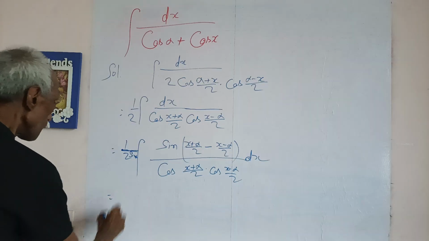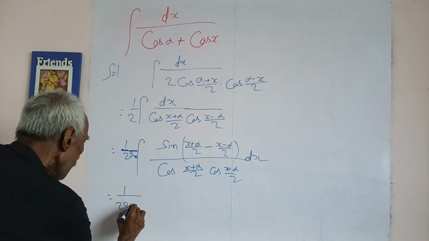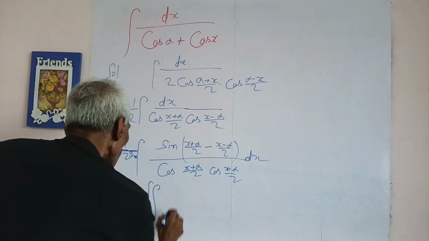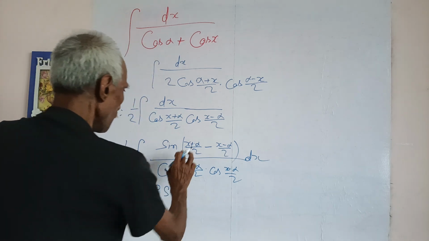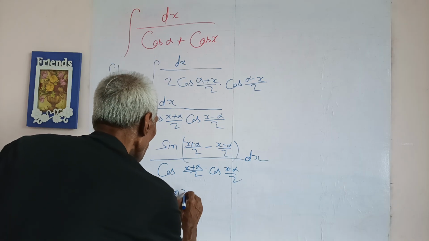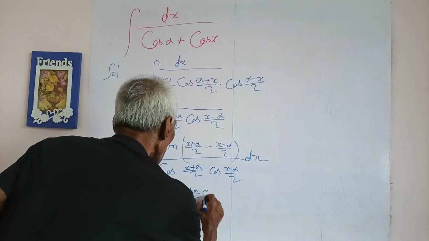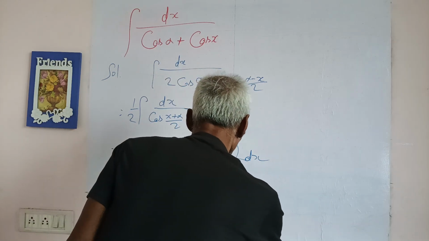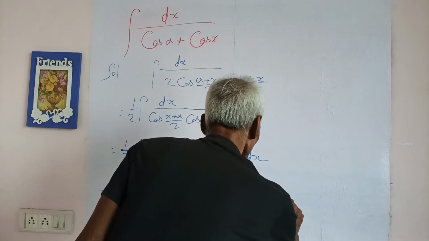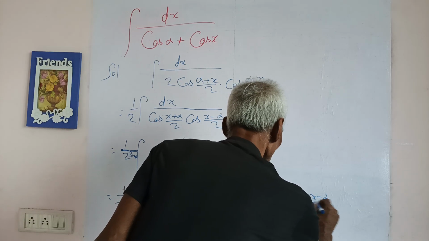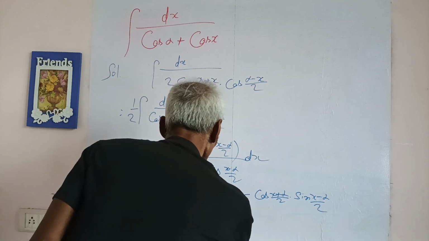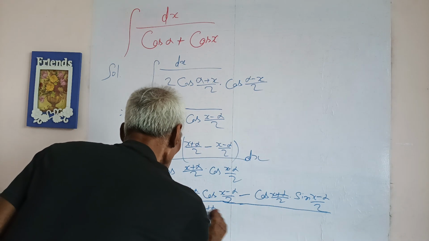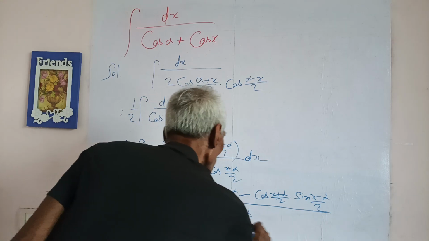This part can be written as 1 by 2 sin alpha into, right here as sin(a minus b), sin (x plus alpha by 2) into cos (x minus alpha by 2) minus cos (x plus alpha by 2) into sin (x minus alpha by 2), by cos (x plus alpha by 2) into cos (x minus alpha by 2) dx.